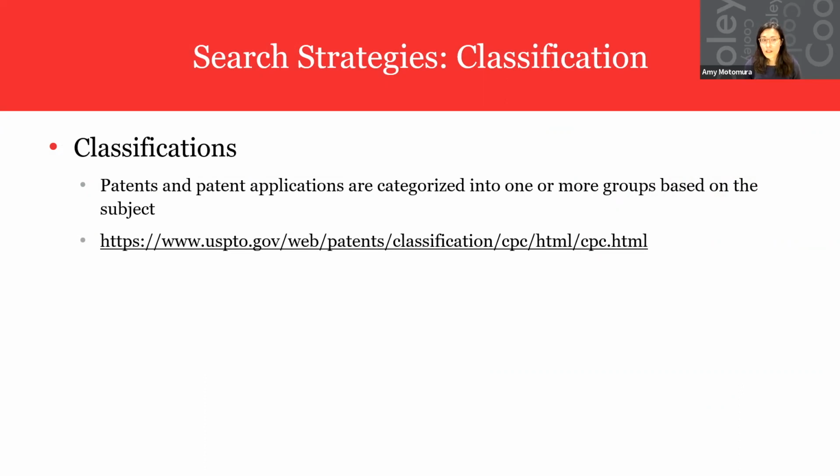Basically, every single patent document is given one or more codes based on what it's about. And so if you can find the code that really specifically describes what you're looking for, then you can review the patents and applications within that classification code.